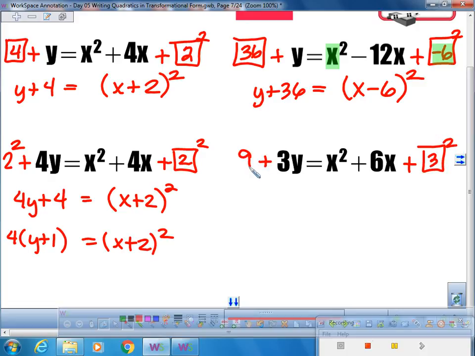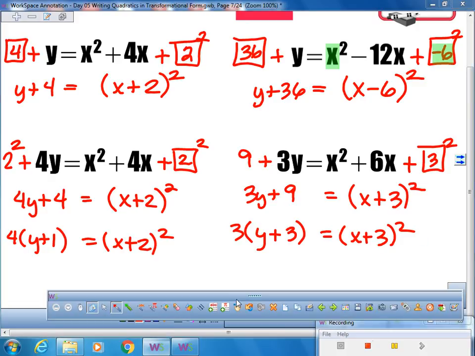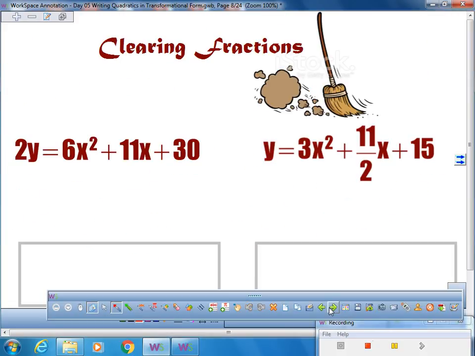So 3 squared is 9. Over here, this is a perfect square binomial of x plus 3 squared. And over here, this is 3y plus 9. When I factor a 3 out, I'm left with y. And when I factor a 3 out of 9, I'm left with 3, equals x plus 3 squared. Yay, you guys should give yourselves a pat on the back. You're doing fantastic, okay? So proud of you.